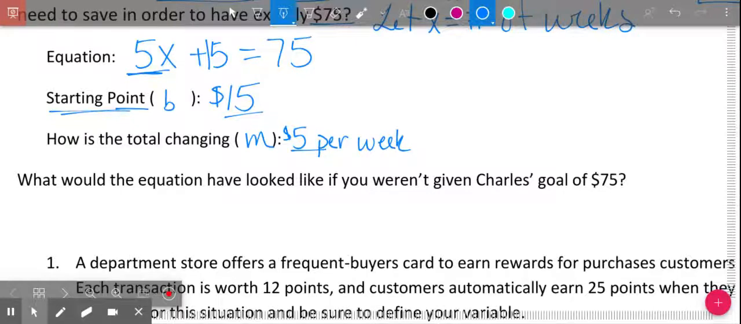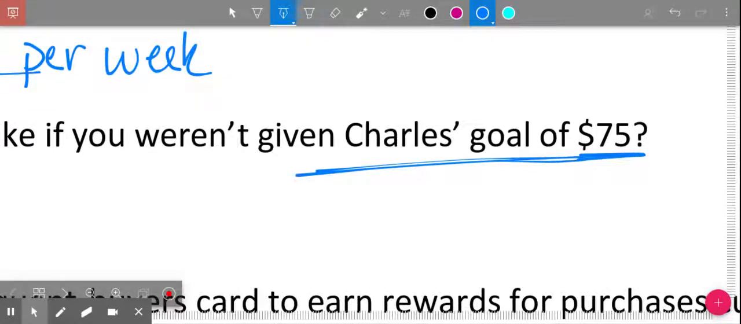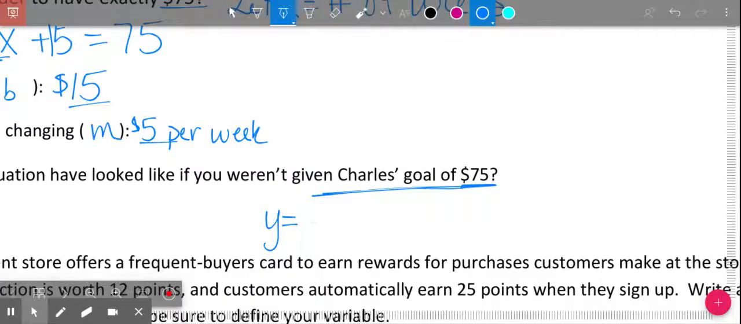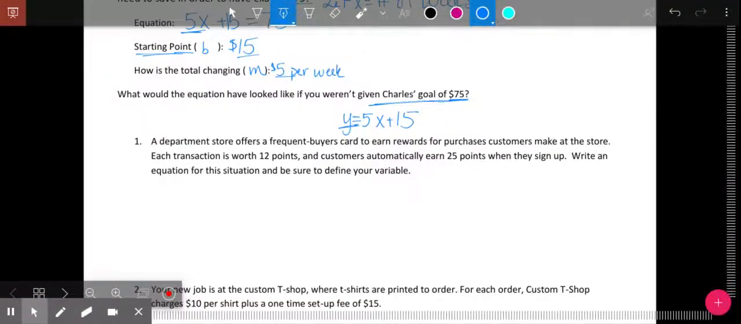So what would the equation have looked like if we weren't given Charles's goal of $75? What if I didn't give that to you? What if it was an open-ended goal? He could earn as much money as he could save. Well, if that's the case, then instead of $75, we're going to use a y. So y is equal to 5x plus 15. Now he can save as much money as he wants, not just 75. So these are what we're going to be setting up today.